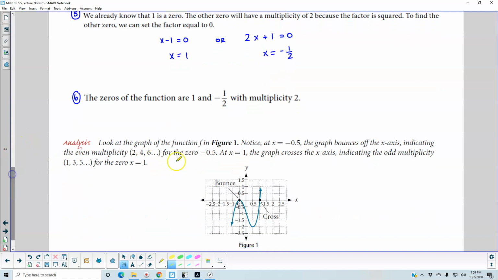Now let's look at this graph of the function in figure 1. Notice that at x equals negative 0.5, the graph bounces off the x-axis, indicating the even multiplicity for the zero at negative 0.5. And at x equals 1, the graph crosses the x-axis, indicating the odd multiplicity for the zero of x equals 1.